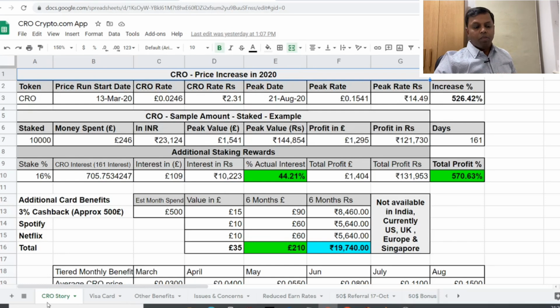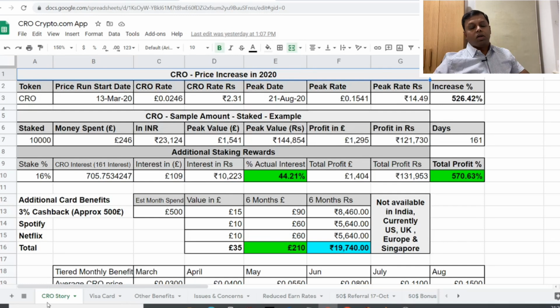So roughly 35 pounds per month I get in cashback from these three. And that translates into a 6-month total of about 210 pounds, which is roughly about 20,000 rupees. So from your 23,000 rupees investment, apart from the interest and apart from the price increase, from the cashback itself you've got about 20,000 rupees in your debit card spend, which you would have normally spent, but you're now spending it using this prepaid debit card that you top up.